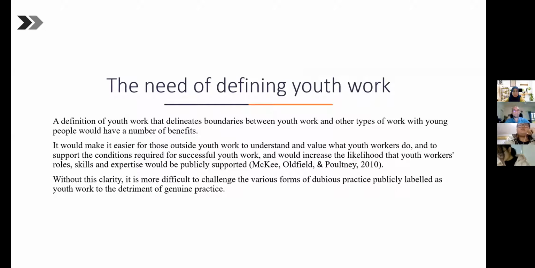So the first section is about the need for defining youth work. A definition of youth work that delineates boundaries between youth work and other types of work with young people would have a number of benefits. It would make it easier for those outside youth work to understand and value what youth workers do, and to support the conditions required for successful youth work, and would increase the likelihood that youth workers' roles, skills, and expertise will be publicly supported. In other words, the public may have doubts about the expertise, skills, and knowledge of most young people because they are young after all.